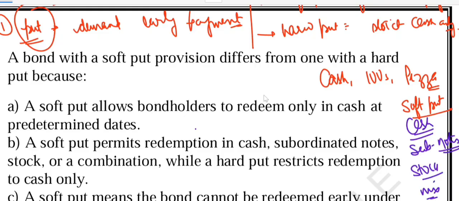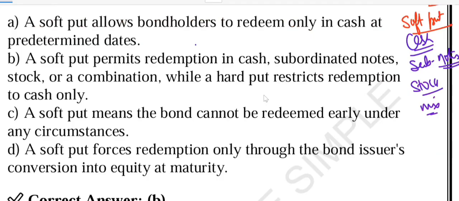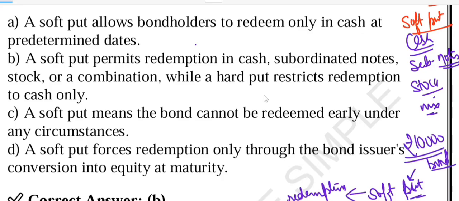For example, suppose you hold a 10,000 rupees bond with a soft put. So at redemption, what happens? At the time of redemption, when you want to redeem the bond, the company might give you 5,000 in cash plus 5,000 in shares, right? So this is a soft put.